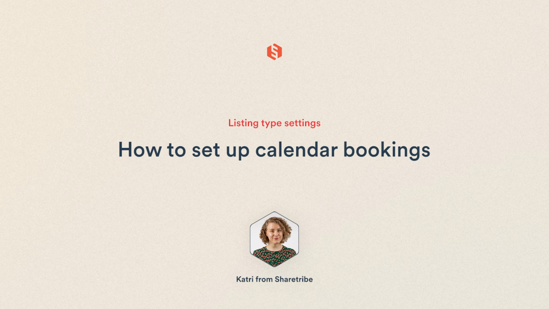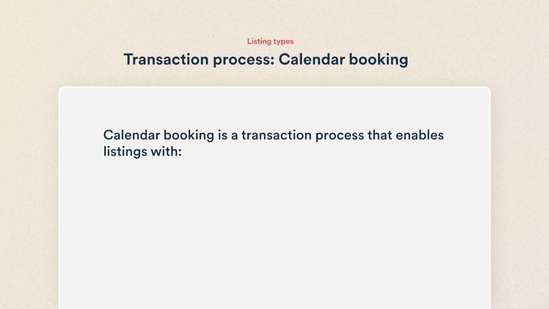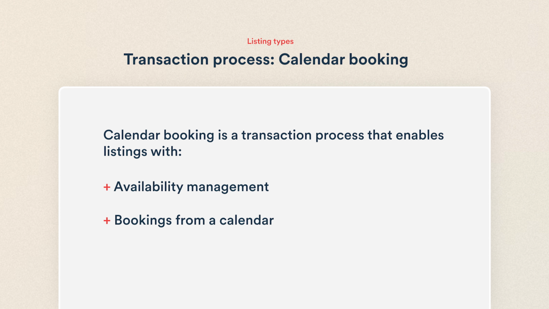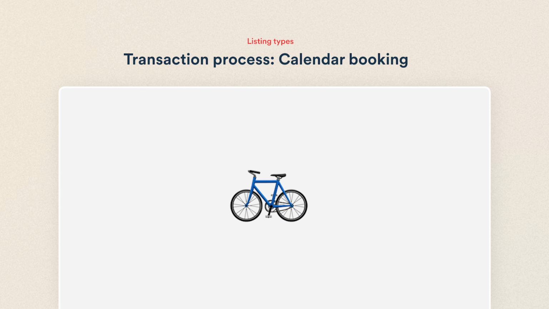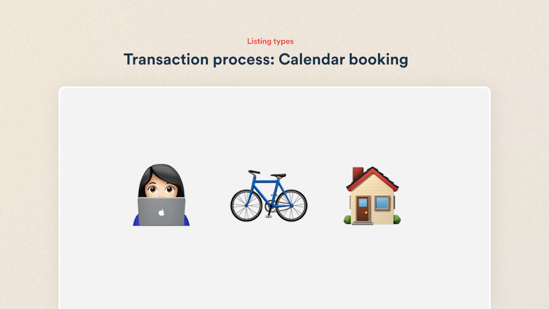In this video, we'll learn how to create a listing type that uses the calendar booking transaction process. Calendar booking is a transaction process that enables availability management, bookings from a calendar, and online payments. I'll create an example listing type for bike rentals, but you can follow along and make a listing type for any service or rental booking marketplace.